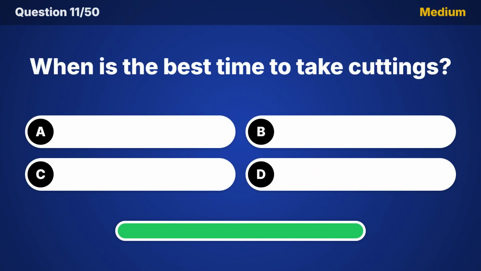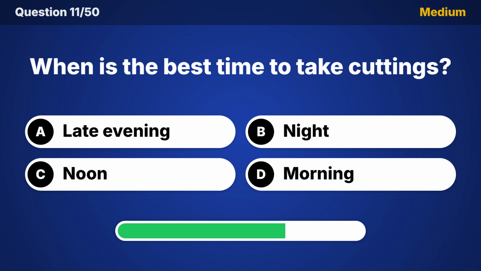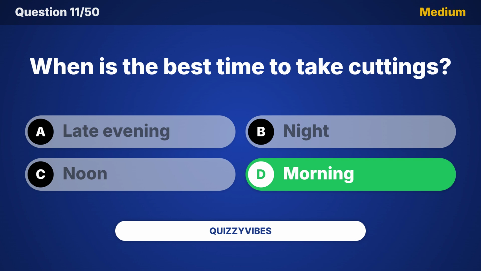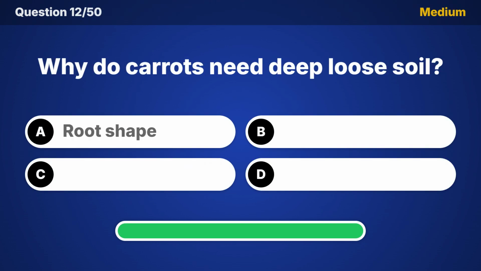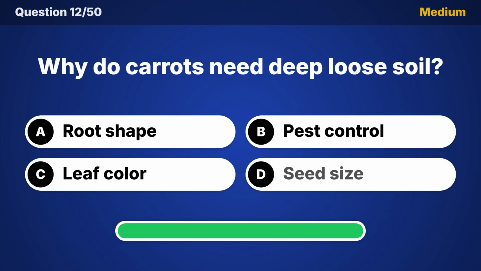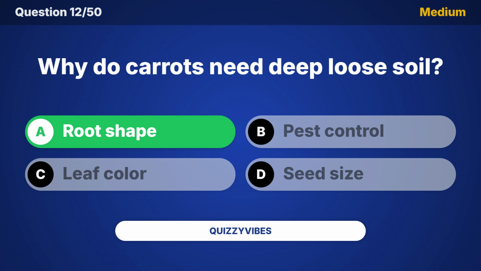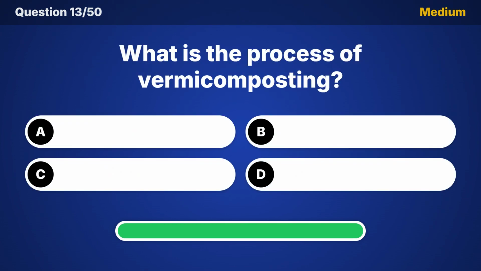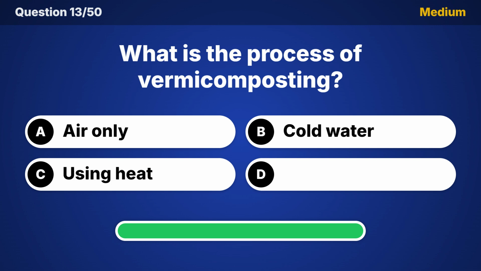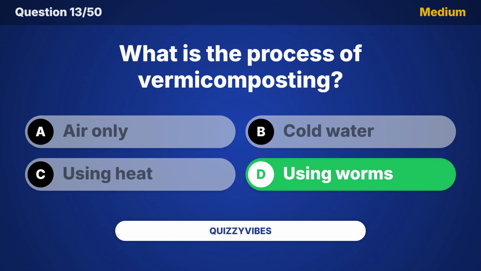When is the best time to take cuttings? The answer is morning. Why do carrots need deep, loose soil? Did you guess it? The answer is root shape. What is the process of vermicomposting? And the answer is using worms.